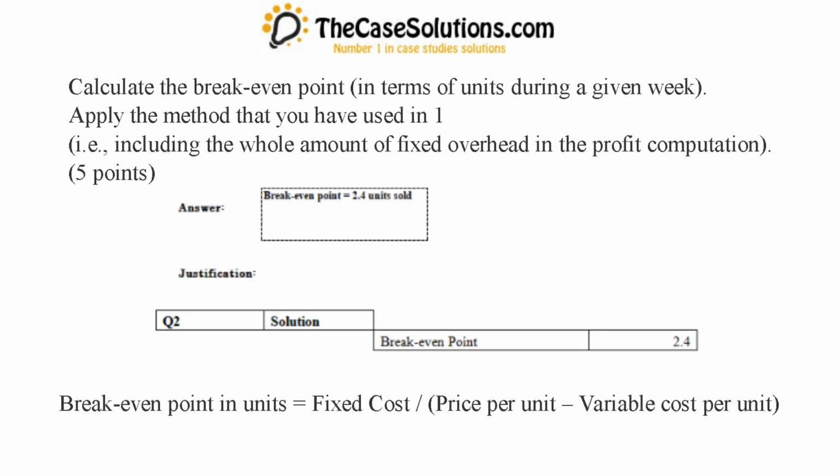Calculate the break-even point in terms of units during a given week. Apply the method that you have used in 1, i.e., including the whole amount of fixed overhead in the profit computation. 5 points. The break-even point is calculated by using the formula of break-even point for units, in which variable cost per unit is subtracted from the sales price per unit, and the fixed overhead cost is divided by the result. Break-even point in units equals fixed cost divided by (price per unit minus variable cost per unit).